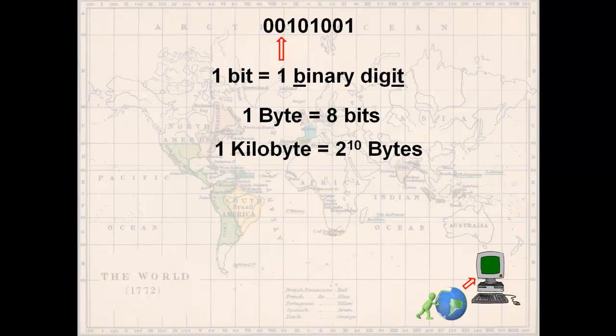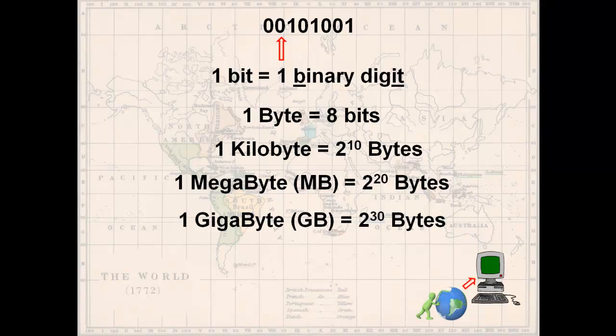If we take 2 to the 10th, 2 to the power of 10 bytes, that's what's called a kilobyte. 2 to the 20 is a megabyte. 2 to the 30 is a gigabyte. And you might imagine that maybe 2 to the 40 is a terabyte. Sure enough. So that's what all those words mean. Those are numbers of bytes, each byte consisting of 8 bits.